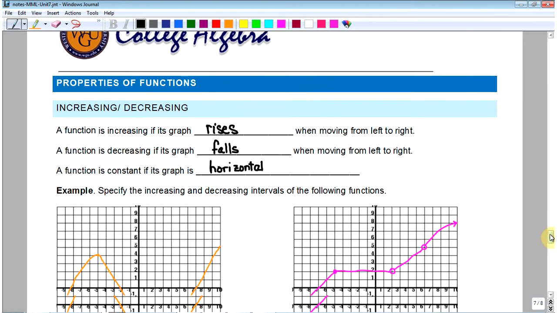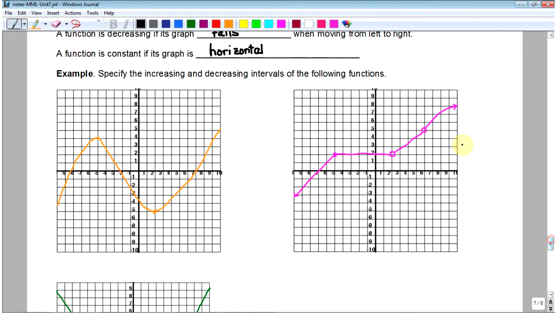So in this example, specify the increasing and decreasing intervals of the following functions. And let's also put in constant. Increasing, decreasing, and constant.